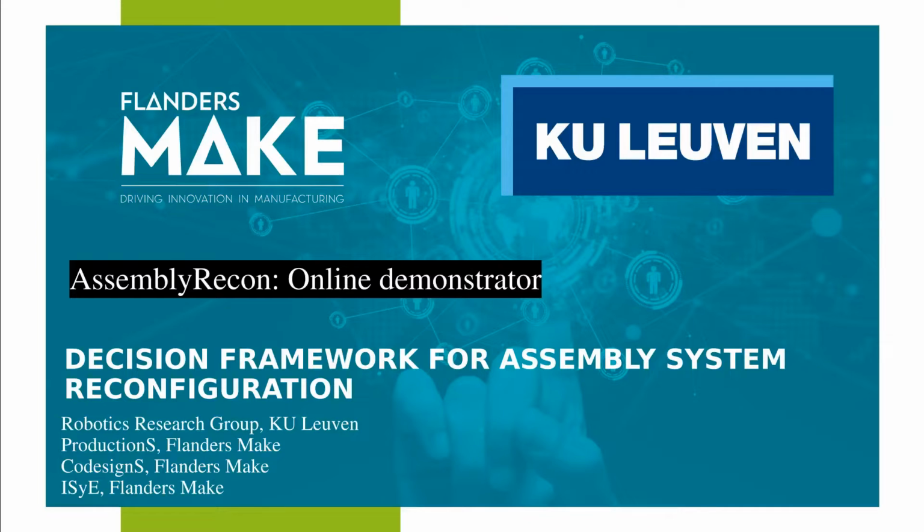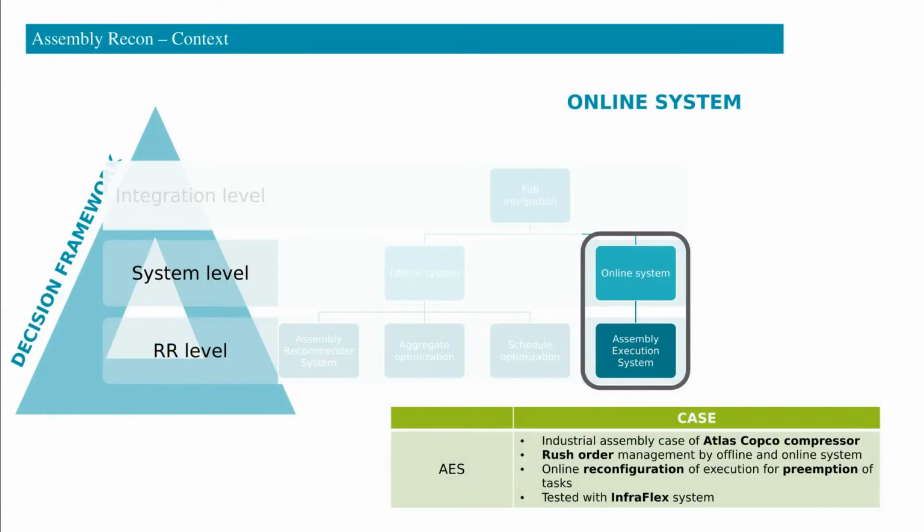In this video, we want to illustrate the online management of rush orders done by the connection of the assembly configuration recommender and the assembly execution system within the context of assembly recon. The online system is the assembly execution system, and the rush order is the industrial assembly of an Atlas Copco compressor, demanding reconfiguration of the execution and tested in the InfraFlex setup.